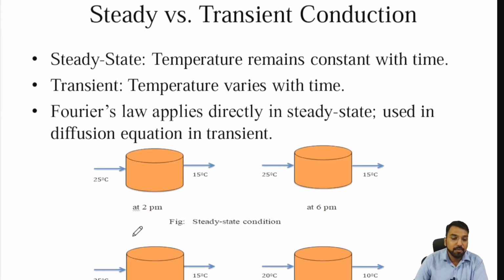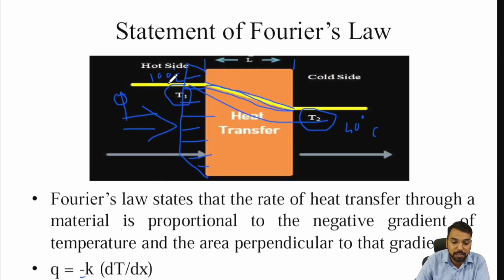The next term is what is meant by steady and transient conduction. As we have seen before in the modes of heat transfer, conduction has two types: conduction with a steady state and conduction with a transient state. As I have taught you earlier, steady state means the temperature remains constant with time. In the previous example, let's say one side is 100 degrees Celsius and another side is 40 degrees Celsius. This temperature is not going to change with time, and that is a steady state.